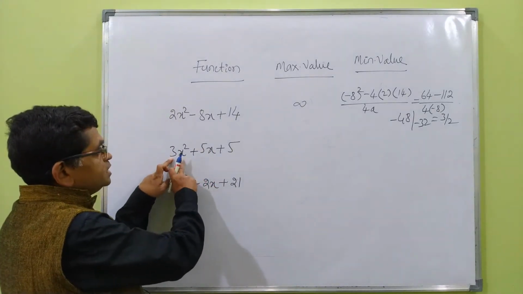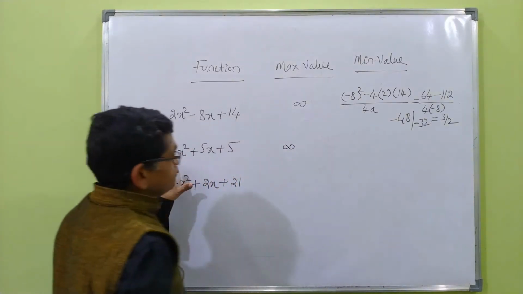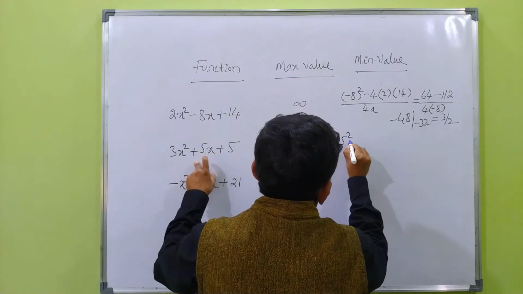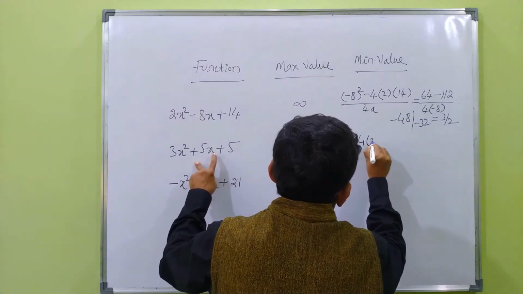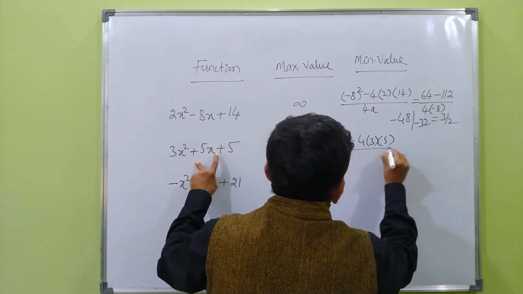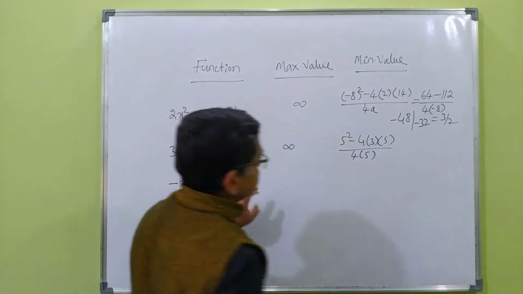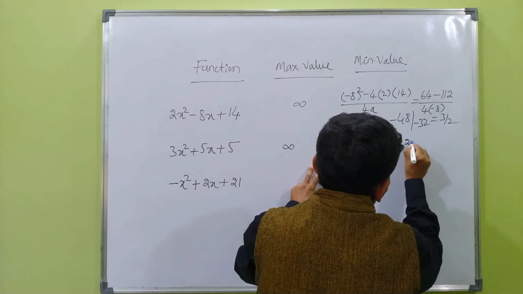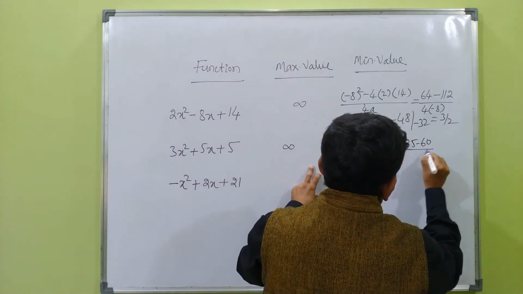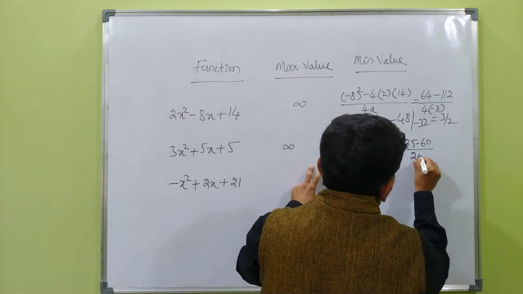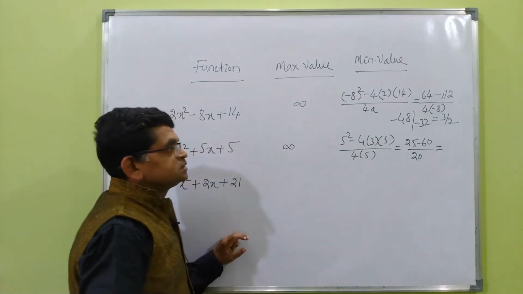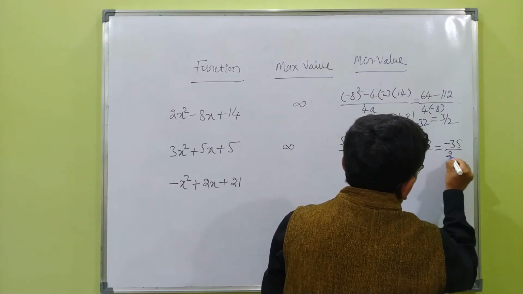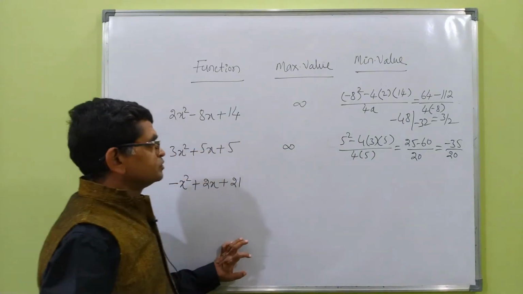And for this, a is positive, maximum value will be infinity, minimum value will be again 5 square minus 4 into 3 into 5 divided by 4 into 5, it is 25 minus 60, 25 minus 60 over 20. So this is minus 35 by 20, or minus 7 by 4.